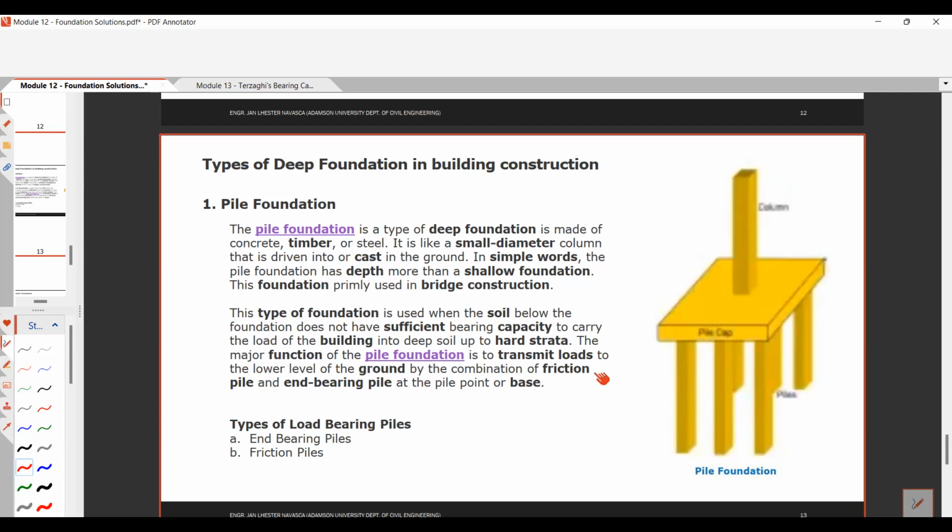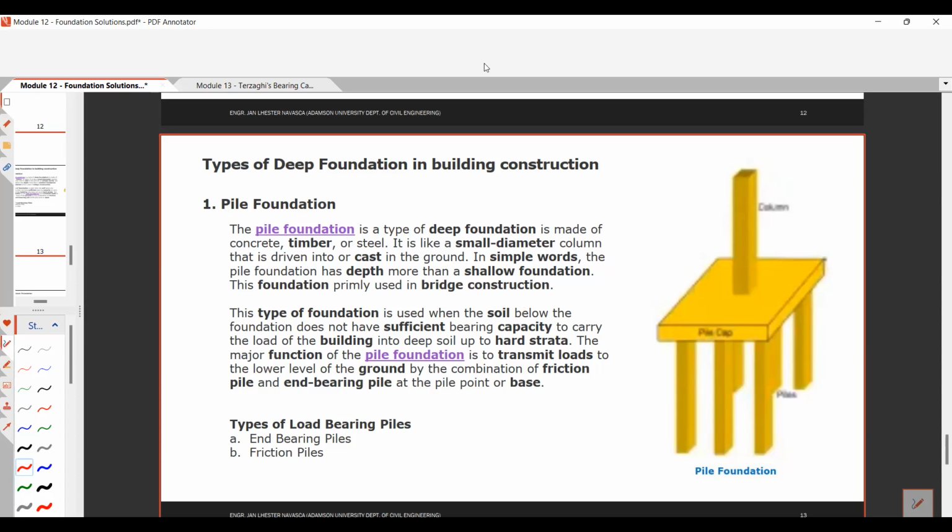Okay? So in simple words, the pile foundation has depth more than a shallow foundation. So this foundation is primarily used in bridge construction and sometimes used in mid-rise and high-rise buildings. So minsan mas maganda pa na gamitin yung pile foundation compared to the mat foundation. Okay. So kailangan pa nila mag-provide syempre ng mga cost analysis kung saan yung mas better na foundation solution.